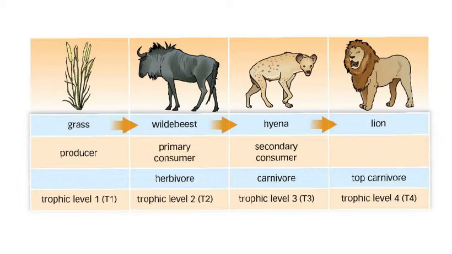This diagram shows us the different links in a food chain and how this relates to the trophic levels. So again, we see that trophic level 1, or T1, is always a producer. T2 is a primary consumer, and so on.